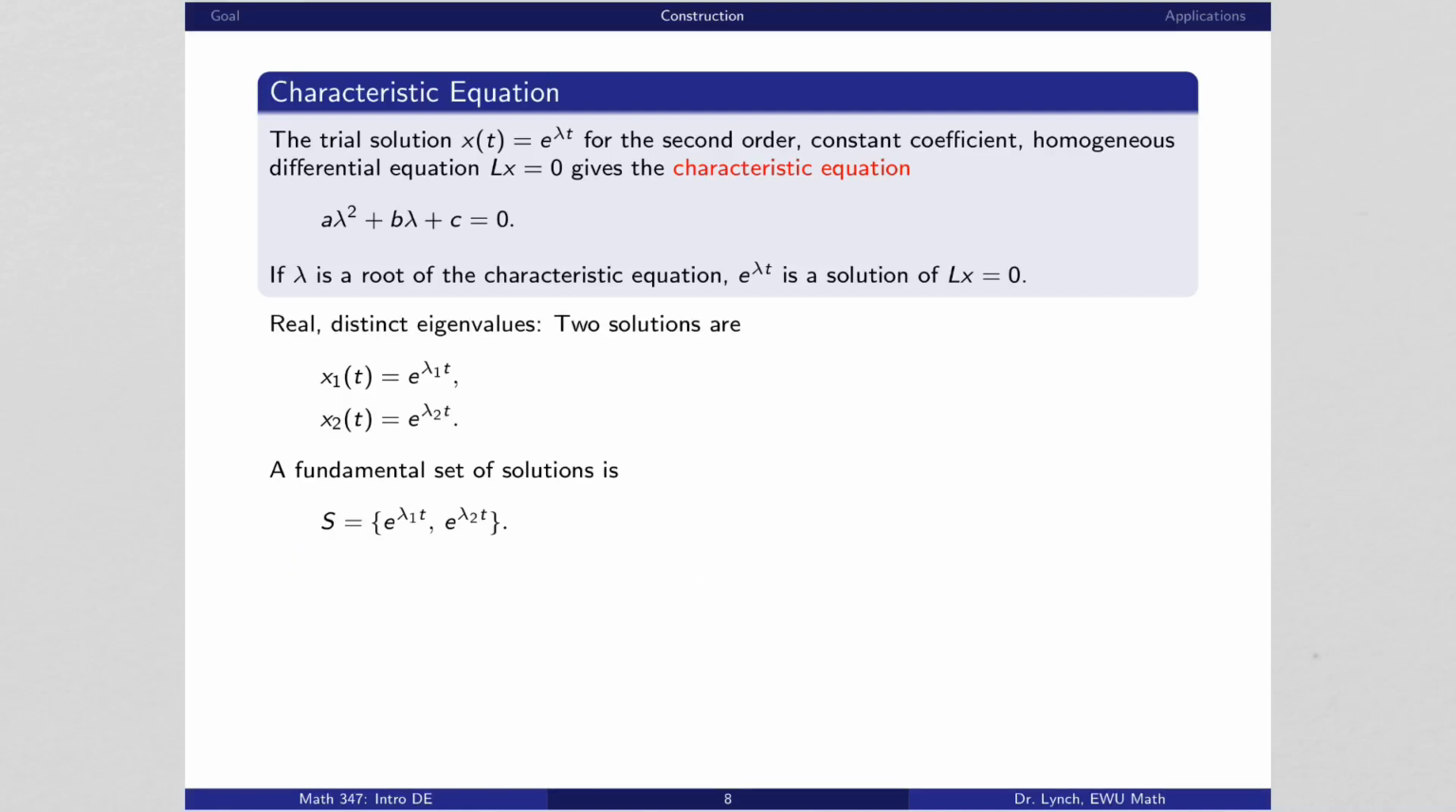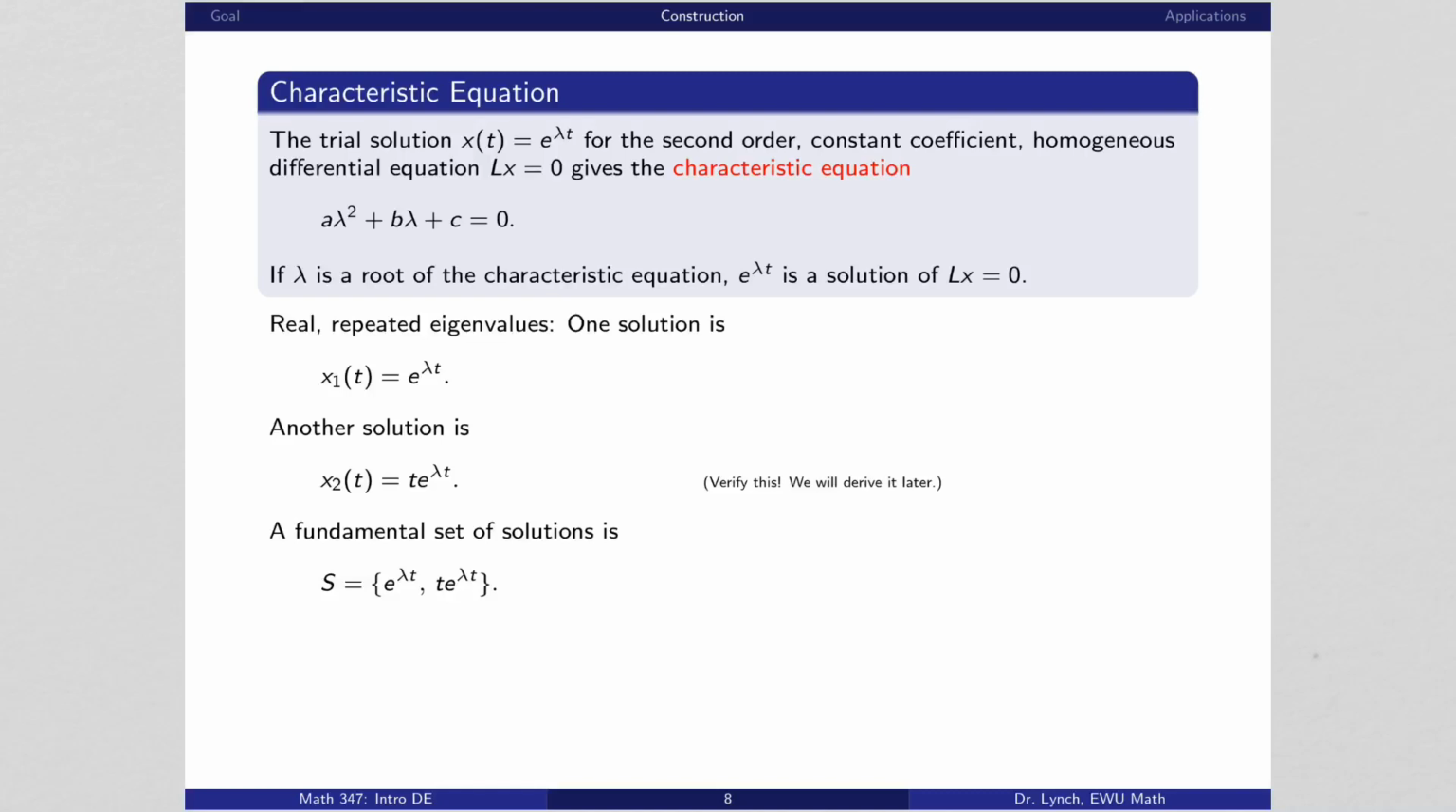So here's the first case. Let's suppose that the eigenvalues are real distinct. Okay, so if lambda 1 and lambda 2 are the eigenvalues, then two solutions are e to the lambda 1 t and e to the lambda 2 t. Of course, since lambda 1 and lambda 2 are different, a fundamental set of solutions is given by e to the lambda 1 t and e to the lambda 2 t, right? Those are two linearly independent solutions. And we'll come back to the general solution in just a second.